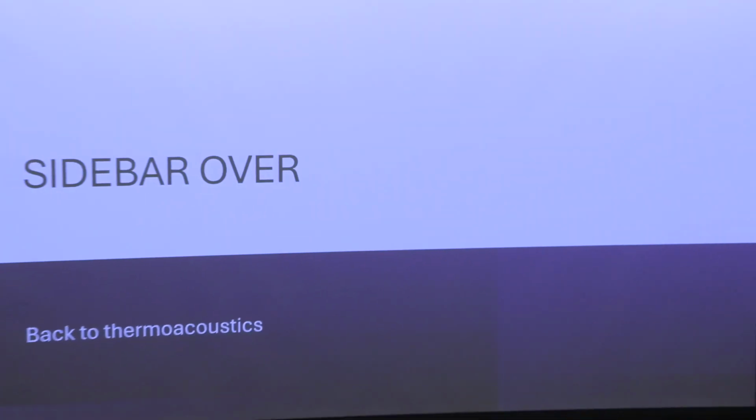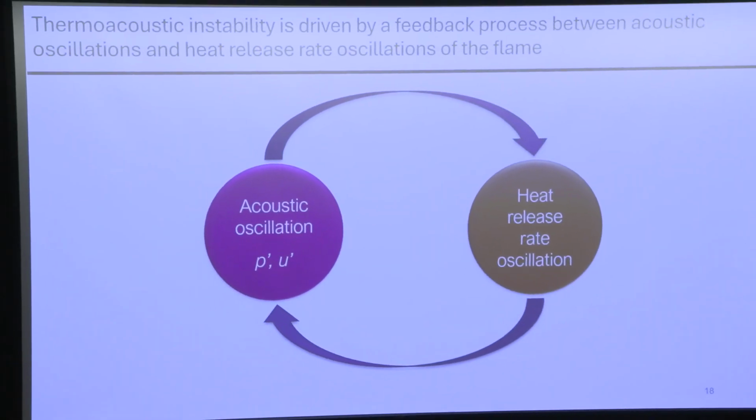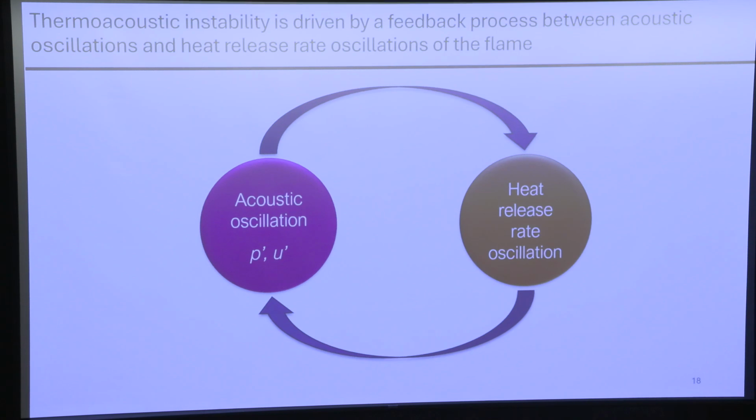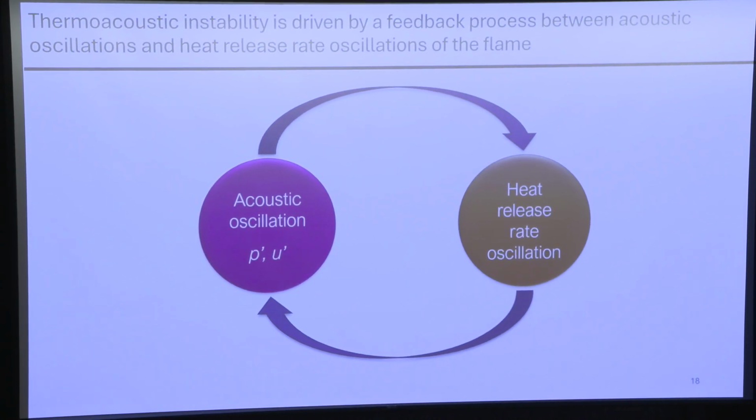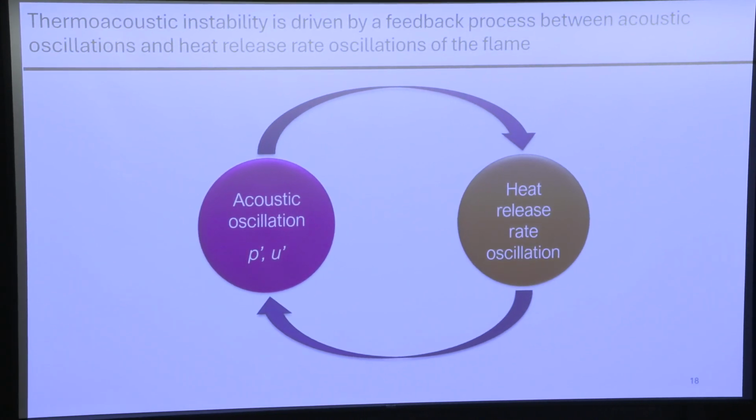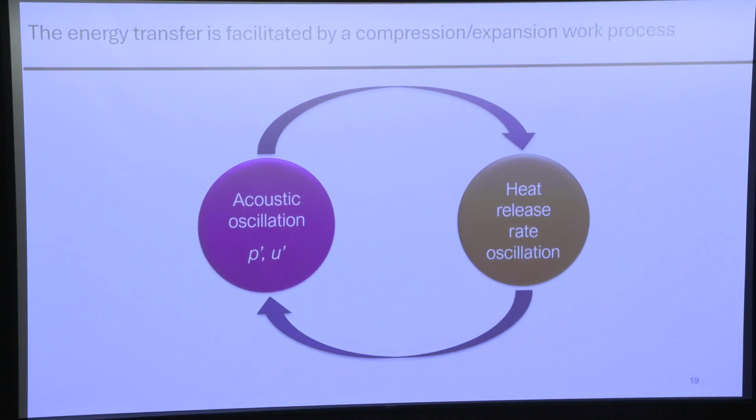So now let's keep that idea of resonance in our head and start to talk about the thermoacoustic feedback loop. The basic thermoacoustic feedback loop is a coupling between acoustic oscillations and heat release rate oscillations. The energy is essentially transferred by a compression expansion work process, or a PdV process, which is something you probably learned in introductory thermodynamics. So let's do a quick thought experiment about how this works.